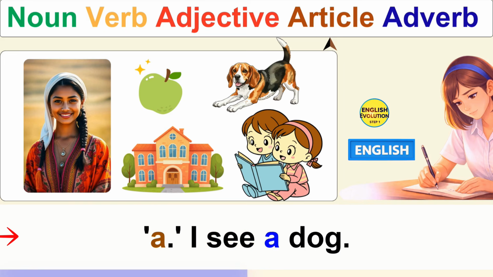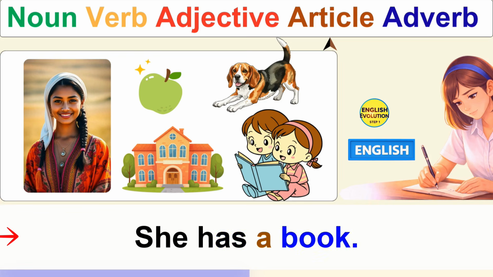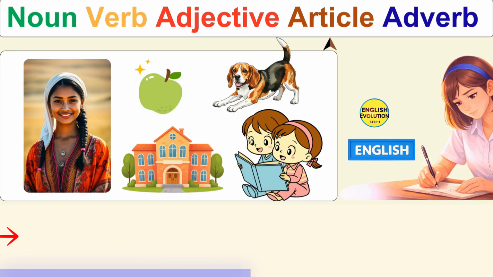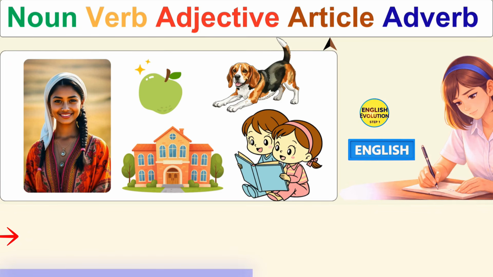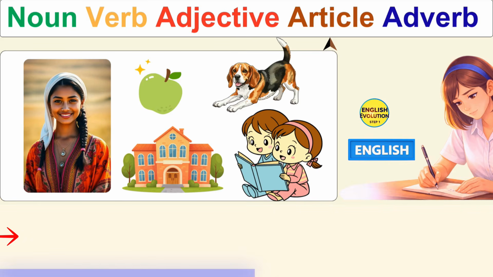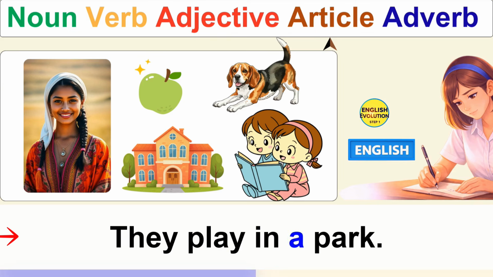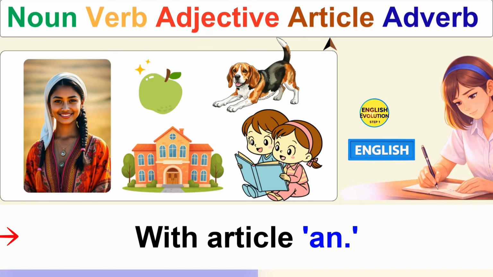I see a dog. She has a book. He eats a banana. We go to a school. They play in a park. With article an.